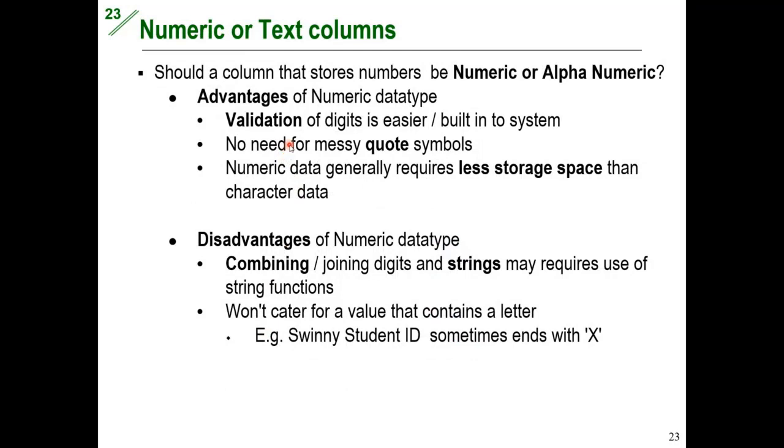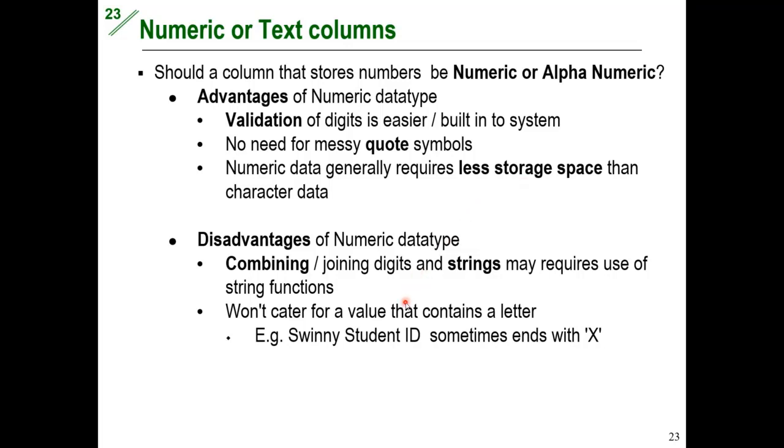is that we can do validation very easily, right? Digits are very easy to compare because it's built into the system. So validation is very easy. And then we don't need these messy quotes. Remember, whenever we refer to varchar we need to put the quotes, so that's another thing we can avoid. Also, though this is not that important, there is less storage space. Numeric data consumes less storage space. Nowadays it's not that big an issue, but when it comes to millions, billions or trillions of data, storage space matters to a certain extent.